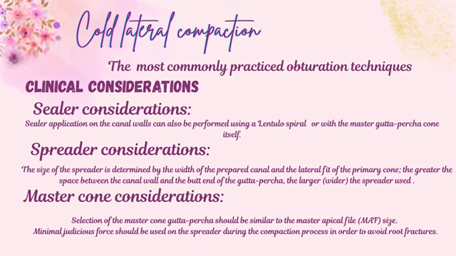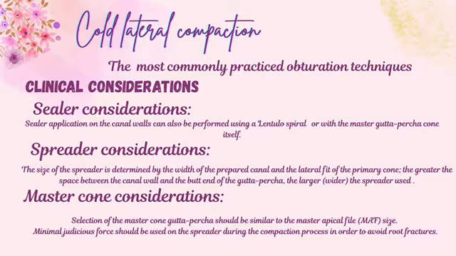The clinical considerations are, sealer consideration: sealer application on a canal wall can be performed using a lentulo spiral or by using the master cone itself. Spreader configuration: the size of the spreader is determined by the width of the prepared canal and the lateral fit of the primary cone. The greater the space between the canal wall and the butt end of the gutta percha, the larger the spreader used.